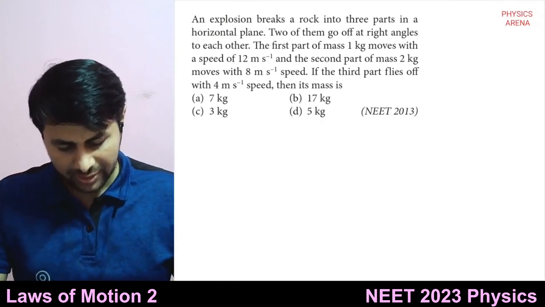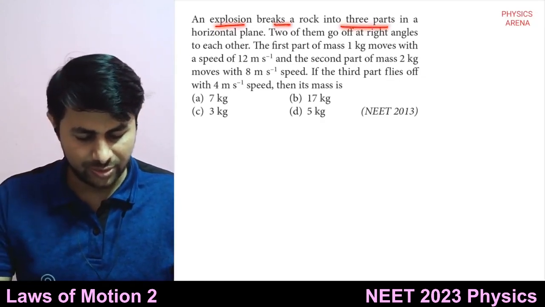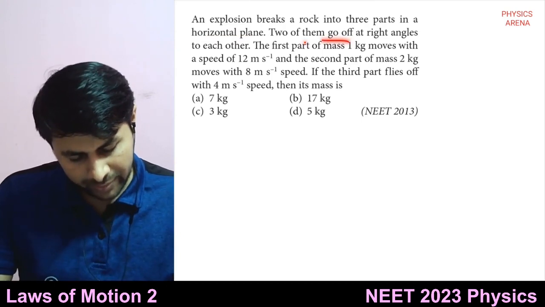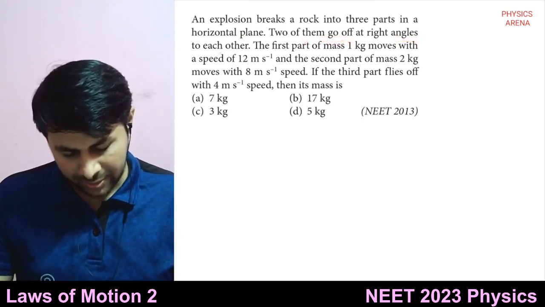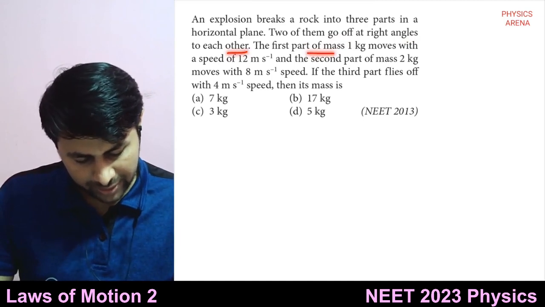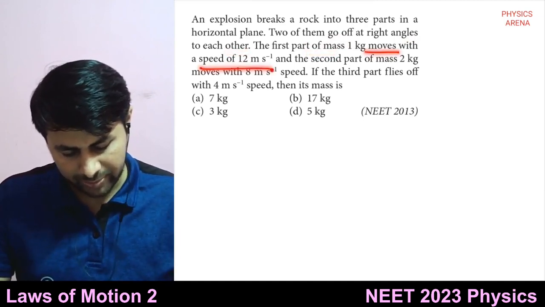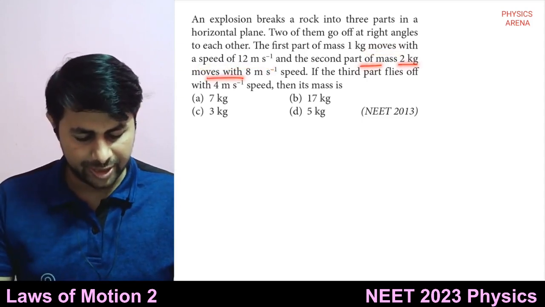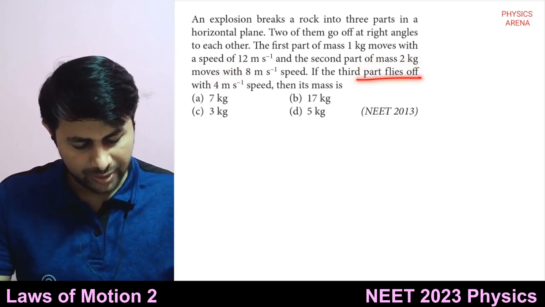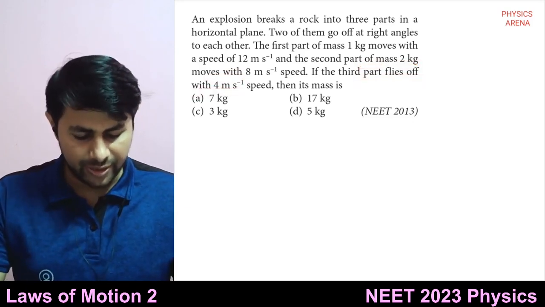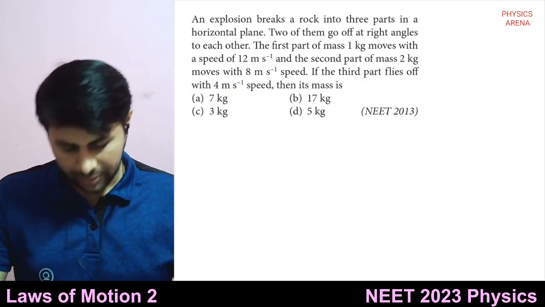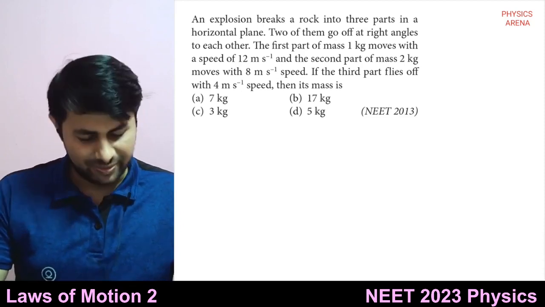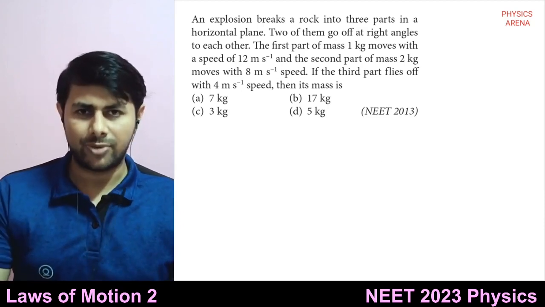Next question. An explosion breaks a rock into 3 parts in a horizontal plane. 2 of them go off at right angles to each other. The first part of mass 1 kg moves with a speed of 12 meters per second, and the second part of mass 2 kg moves with 8 meters per second speed. The third part flies off with 4 meters per second speed, then its mass is? Now they have changed the values this time, but it is a similar problem.